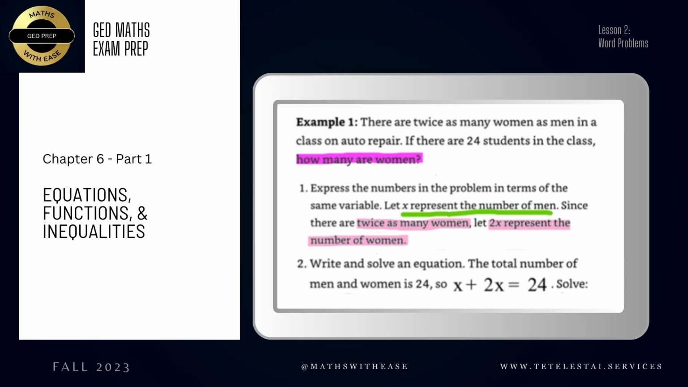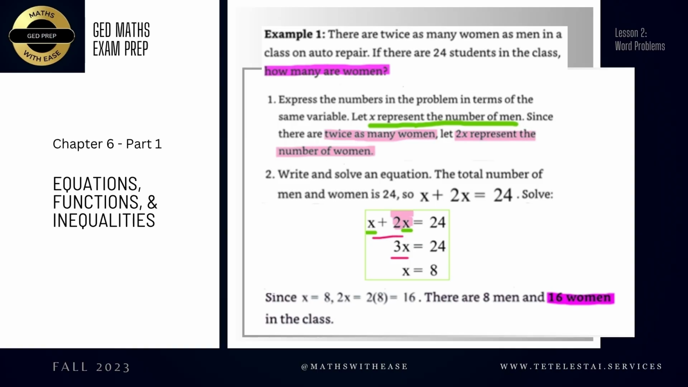So our equation will look something like this. We have x representing the number of men plus 2x, which represents the number of women, equals 24, the total number of students in the class. And then you just simply solve your equation. x plus 2x is 3x. To isolate x, we're going to divide both sides of the equation by 3.